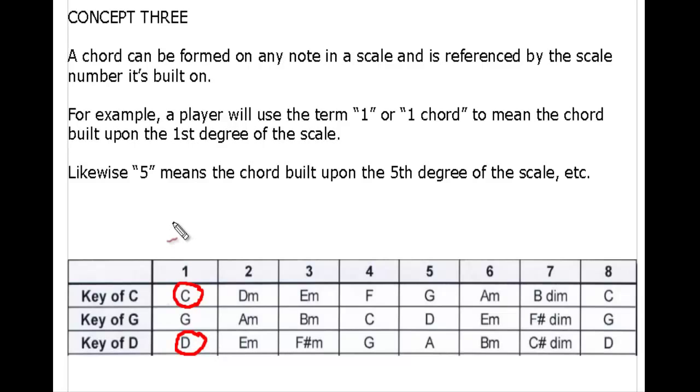Likewise, 5 would refer to the chord built on the 5th degree of the scale. If we're working in the key of C, chord 5 would be G major. If we're working in the key of G, chord 5 would refer to a D major chord.